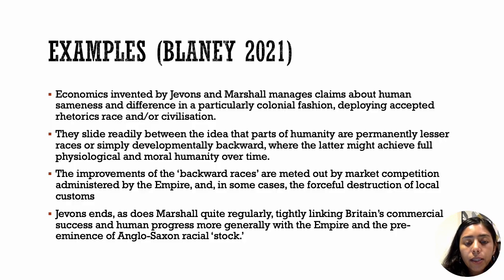They slide readily between the idea that parts of humanity are permanently lesser races or simply developmentally backward, where the latter might achieve full physiological and moral humanity over time. The improvements of the quote backward races are meted out by market competition administered by the empire and in some cases the forceful destruction of local customs. Jevons ends, as does Marshall, quite regularly, tightly linking Britain's commercial success and human progress more generally with the empire and the preeminence of the Anglo Saxon racial stock.